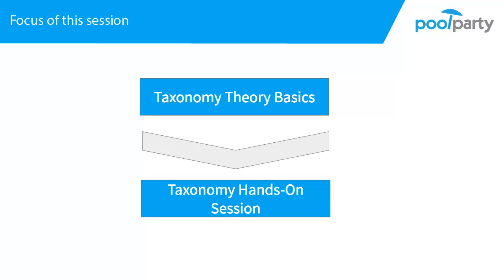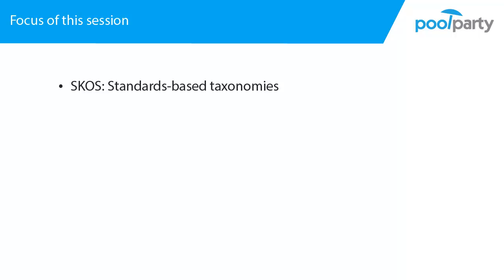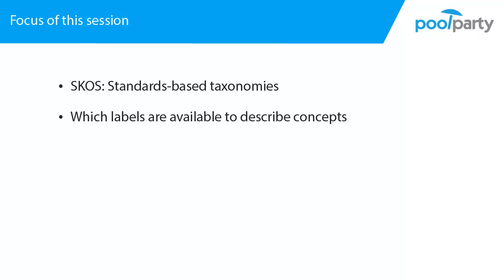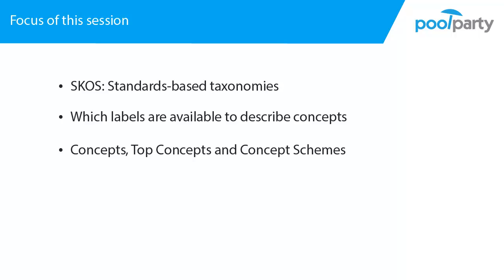PoolParty is based on the SKOS standard. We will see how this relates to other standards and the semantic web technology stack. And then I will introduce you to the basic element of a taxonomy, a concept. We will see how different kinds of labels relate to concepts, and then we dive deeper into the anatomy of a SKOS taxonomy and see how concepts, top concepts, and concept schemes build up to a knowledge model. We will also address which kind of relations we can use for developing the taxonomy. Yes, and with this theoretic knowledge you are good to go.